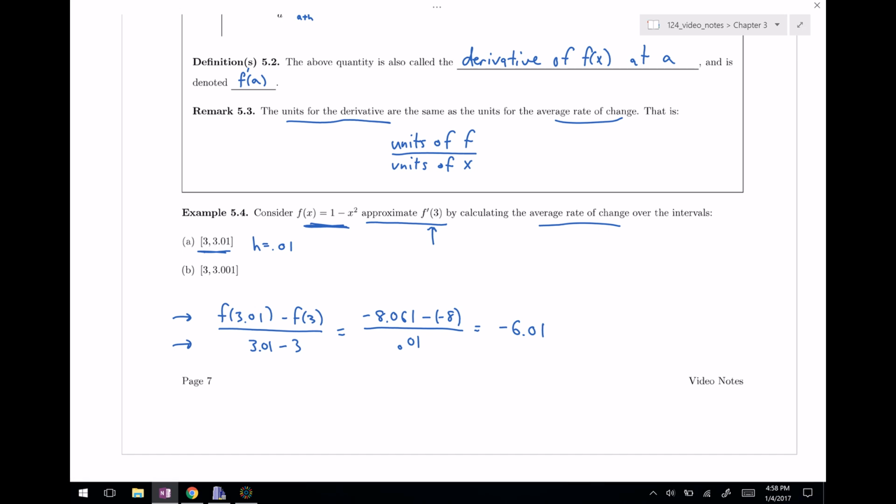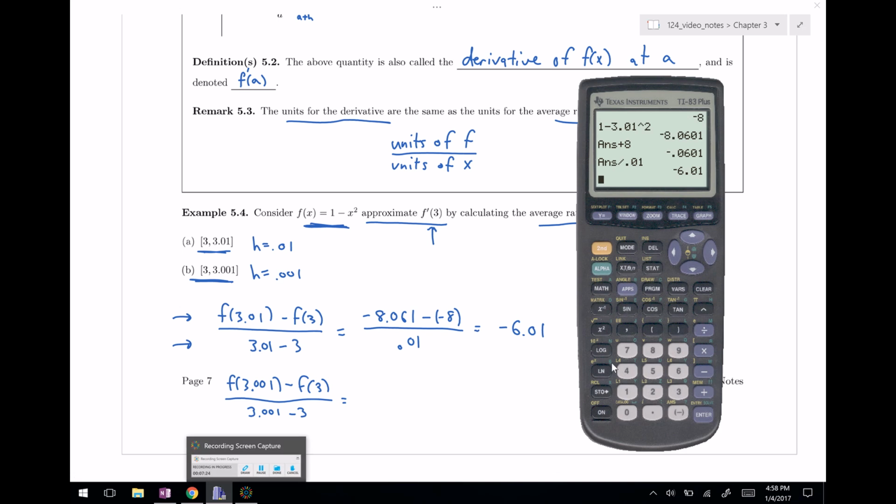But to be sure, let's take an even smaller interval, right? So that's part A. Part B, an even smaller interval, something very, very close to 3. Now our h value is off by only 1/1000th, right? And so let's check it out. So f of 3.001 minus f of 3, we actually already know that's negative 8, divided by 3.001 minus 3. So let's go ahead and use our calculator. 1 minus 3.001 squared. And to that we're going to subtract away negative 8. So that's the same thing as adding 8.